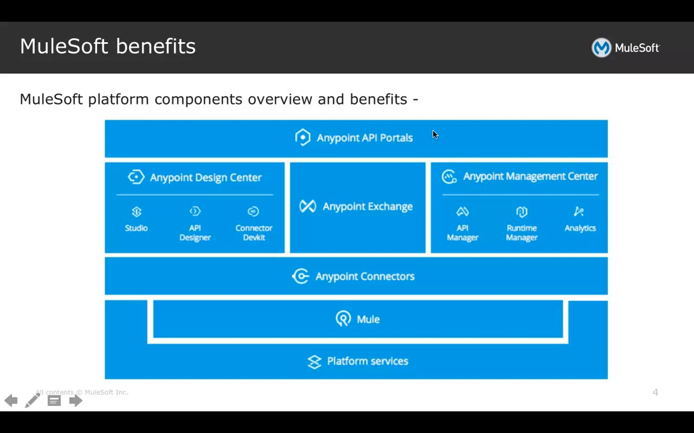We have the API portal, which is used to generate documentation automatically from an API specification. It provides different themes to match organizational branding. It also provides SDKs to support different languages.